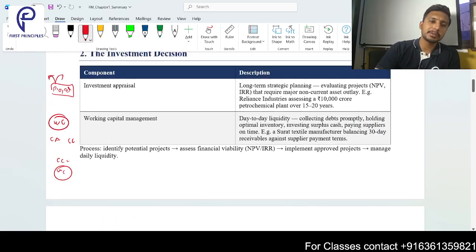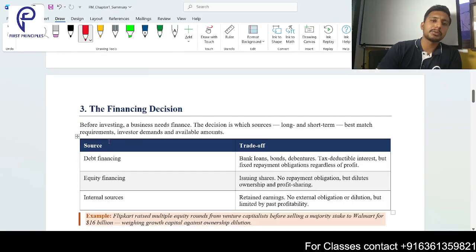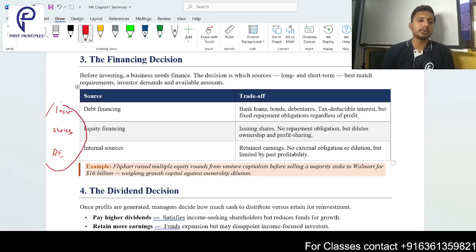In case of working capital management, you consider how you're going to manage current assets and current liabilities. We figured out what investment appraisal is and what working capital management is. Next is the financing decision. There are three decisions which are very important. In case of the financing decision, you have three sources to raise money: either you can take a loan, or you can issue shares, or you can use your company's retained earnings.